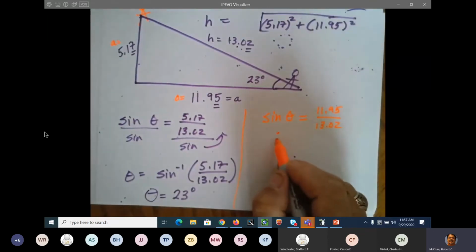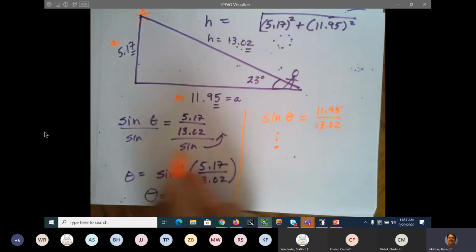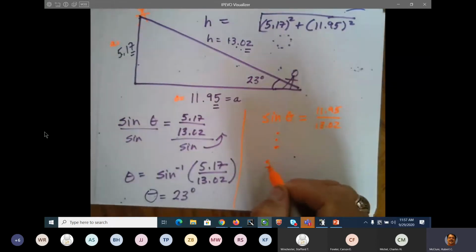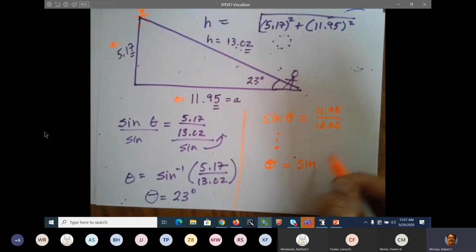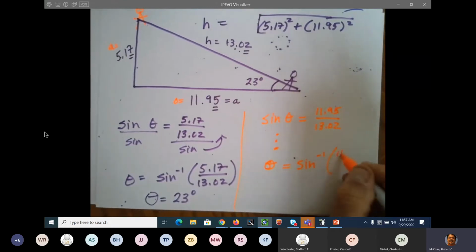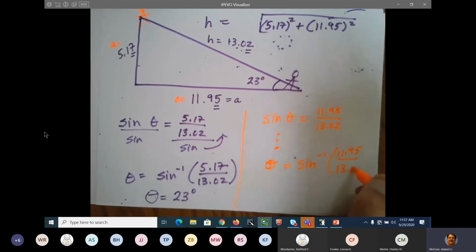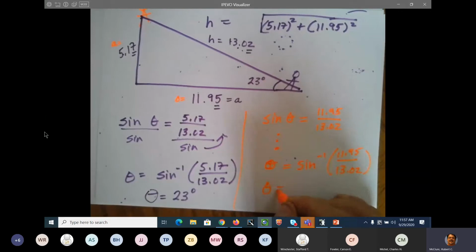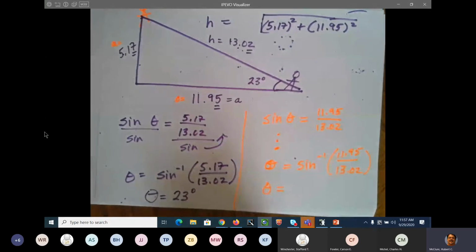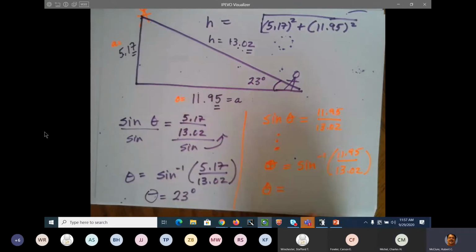And y'all know how that happens right here. So theta is equal to the inverse sine of 11.95 over 13.02. Somebody give me that to a whole number, and I would probably say it's going to be 67 degrees. Yes, sir. It's a miracle.